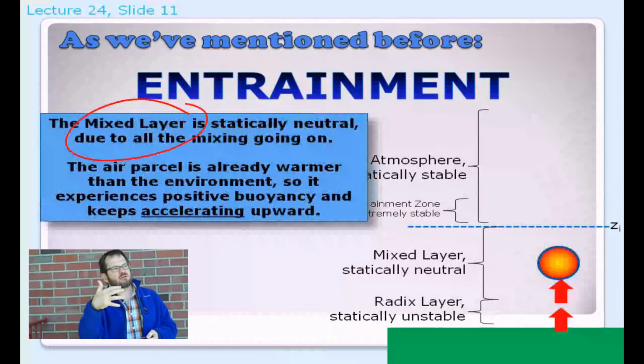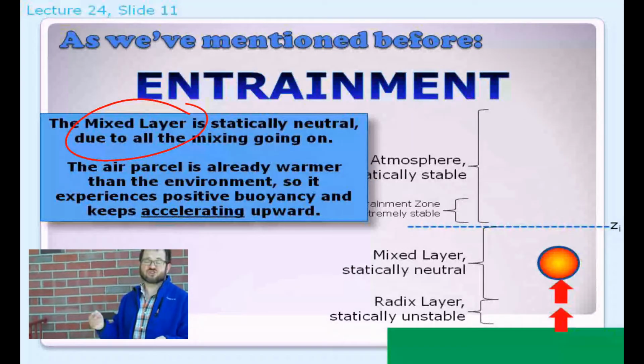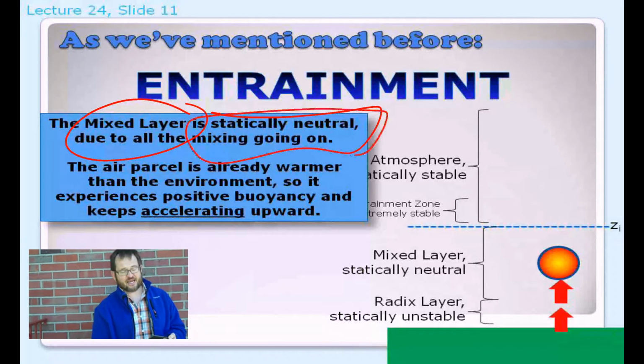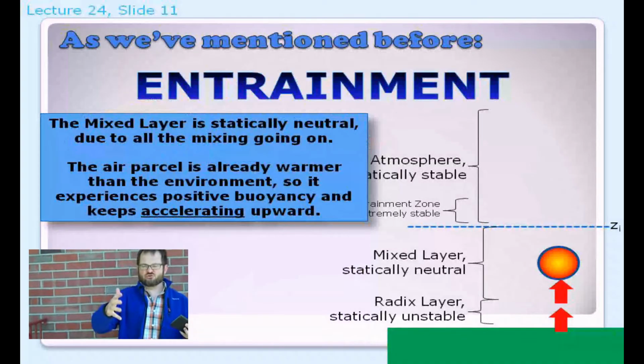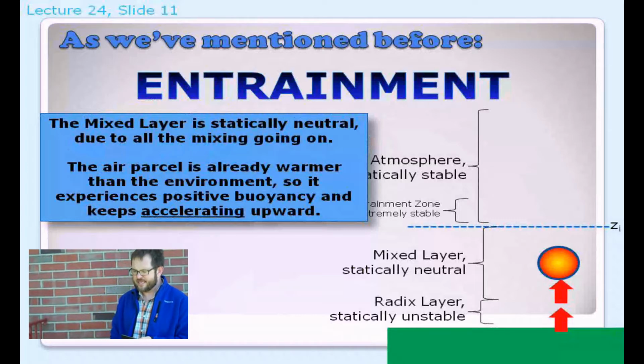Now in the mixed layer, all that mixing has meant that potential temperature and other conserved quantities are constant with respect to height. It's statically neutral with regard to stability. You'd be forgiven for thinking that means that, through the mixed layer, the air parcel that we have lifted from the surface will be neither encouraged nor discouraged to rise.